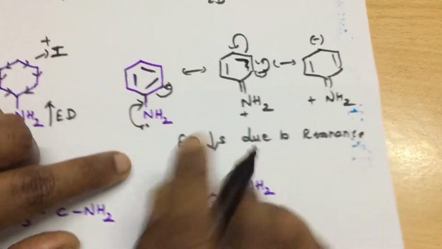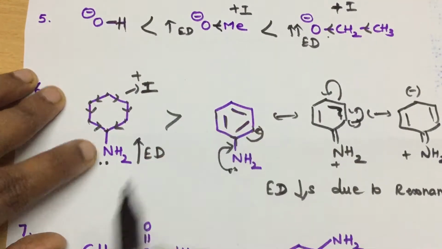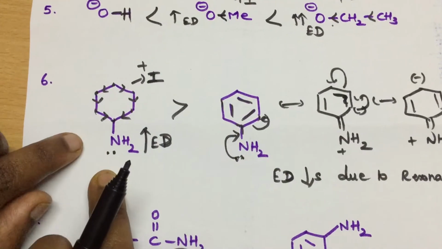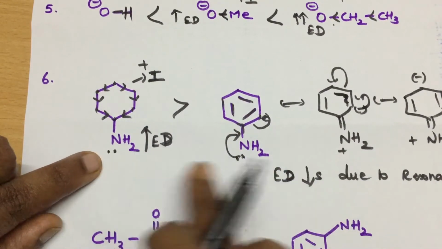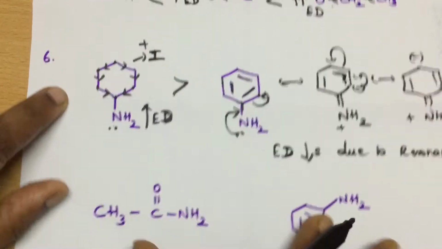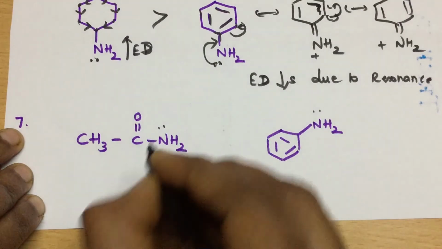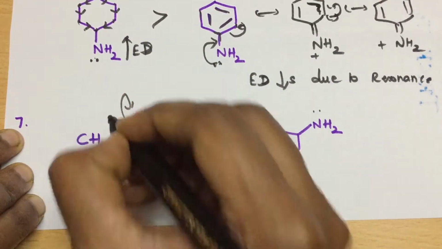So who has more basicity? This one, because the electron density is more. When the electron density increases, the basicity increases. And here I am comparing the electron density because both are nitrogen atoms. This one has a lone pair and that one has a lone pair, but here it will be involved in resonance.